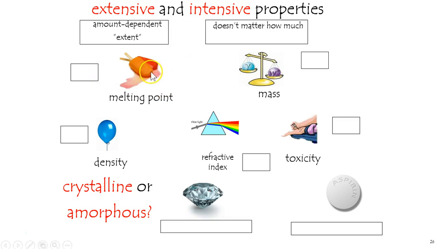Consider the melting point of a drop of water versus an iceberg, right? That number will still be the same. It's an intensive property, so we'll just write IN for intensive. The mass of a substance is clearly amount dependent. If you have more, it will have a larger mass.